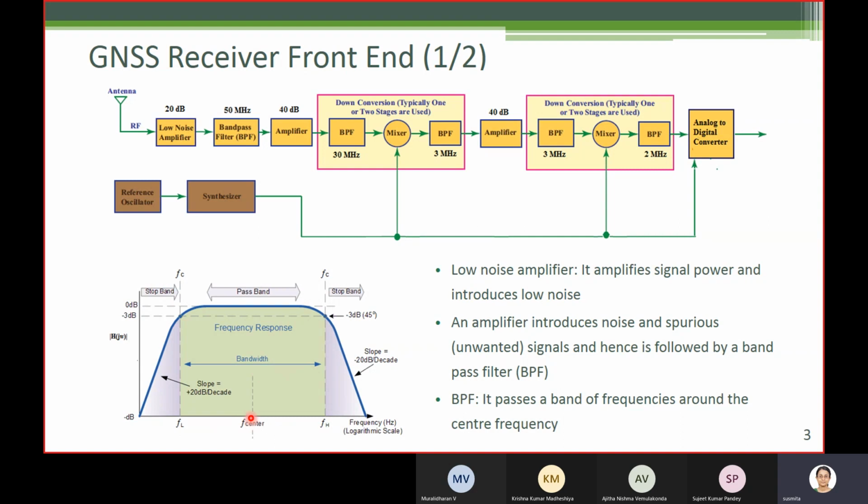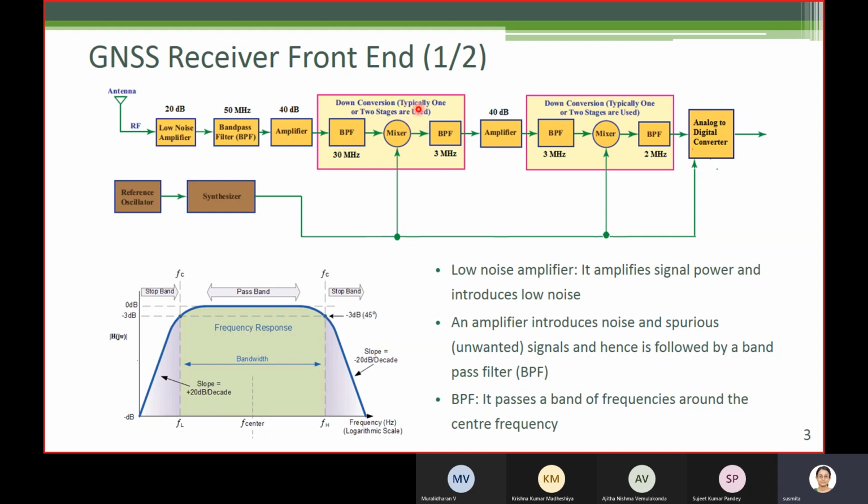Now the center frequency is important. See, here we have 1, 2, 3, 4, 5 band pass filters. They have different center frequencies. In this case, the carrier frequency 1.575 gigahertz is the center frequency, and its pass band is 50 megahertz. Here also it is the same 1.5 gigahertz.